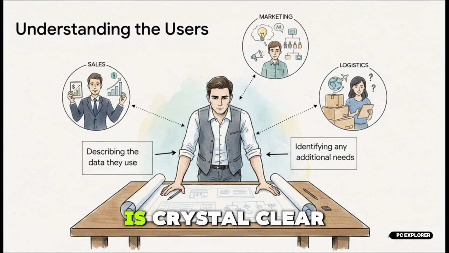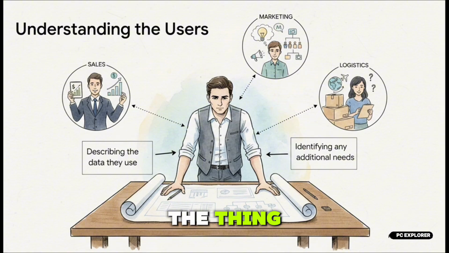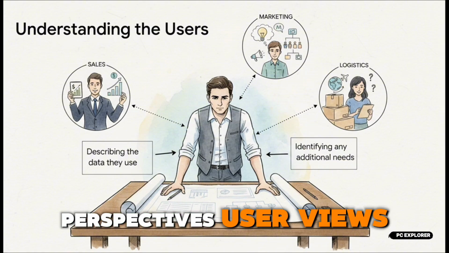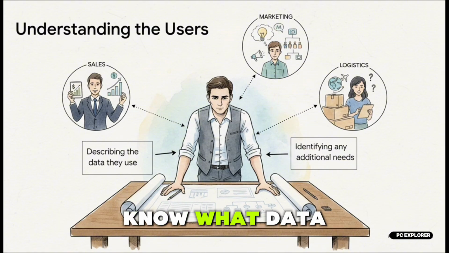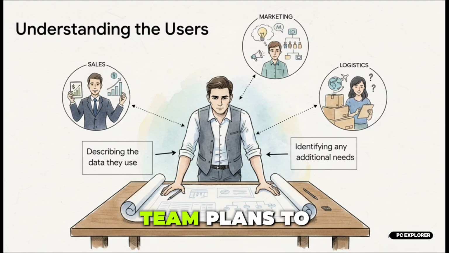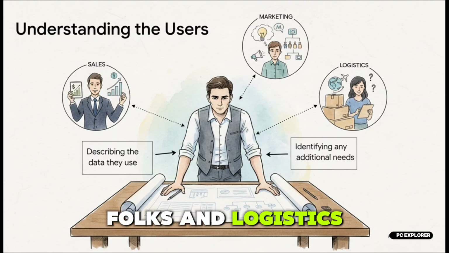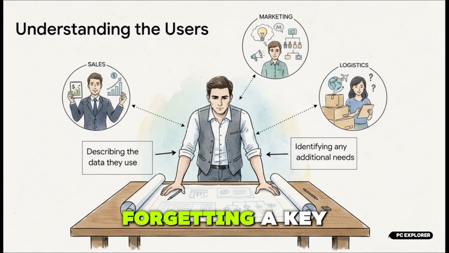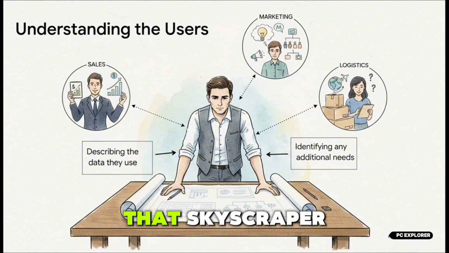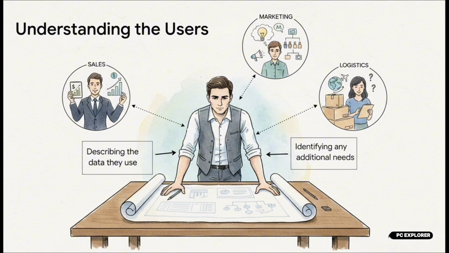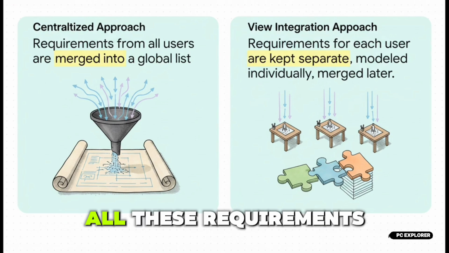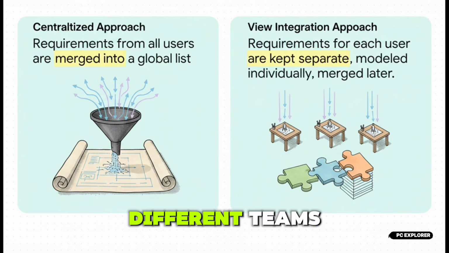Once that mission is crystal clear, you've got to go talk to the people who will actually be using the thing. In the biz, we call their perspectives user views. You need to know what data the sales team needs, how the marketing team plans to use it, and what the folks in logistics require to do their jobs. Forgetting a key user view here is like building that skyscraper and completely forgetting to design a lobby for the people inside. Not good.